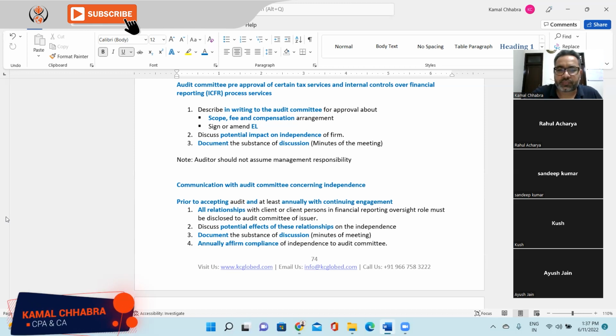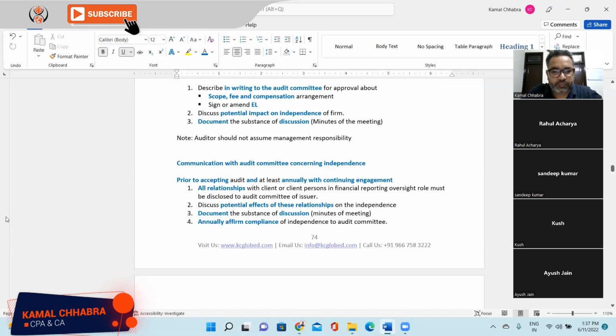Make sense? Yes, sir. The key thing is that the auditor should not assume any management responsibility.